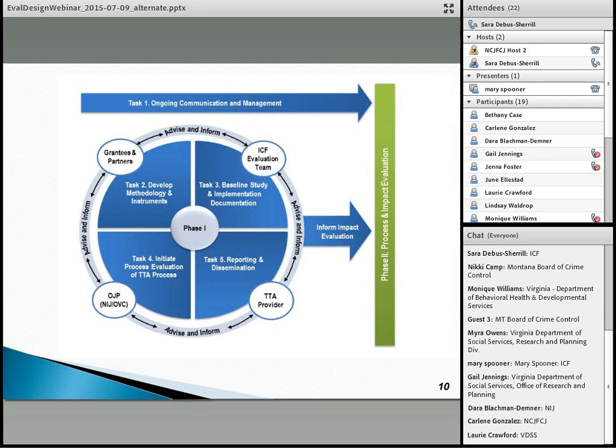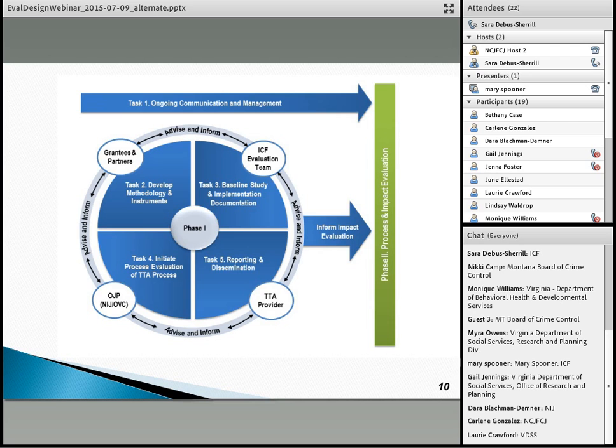This first diagram, I think we showed this on the first webinar as well, but this gives just an overarching view of the evaluation. And it has multiple tasks. So you see task one, ongoing communication and management, obviously going throughout our study. And then the circle here, this is phase one. And we have different quadrants for these other tasks. So task two is developing the methodology and instruments. This has really been a lot of what we've been doing in the past few months. Task three is the baseline study and implementation documentation. Task four is actually an evaluation of the training and technical assistance process. And then task five is reporting and dissemination. So this is all phase one, as you can see in the center there.